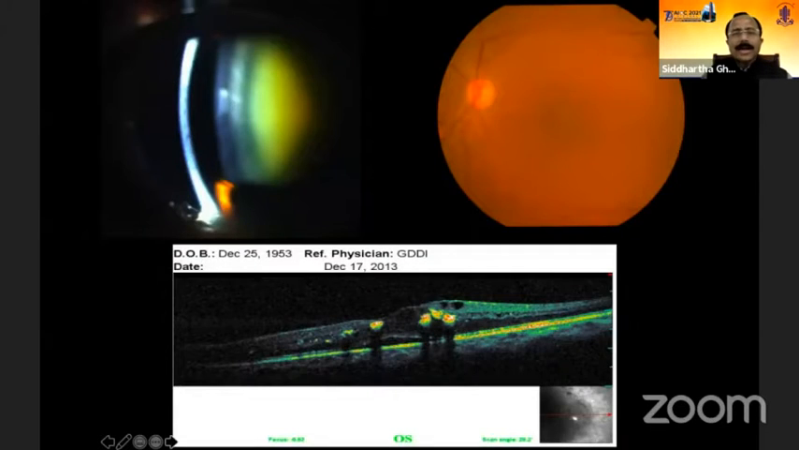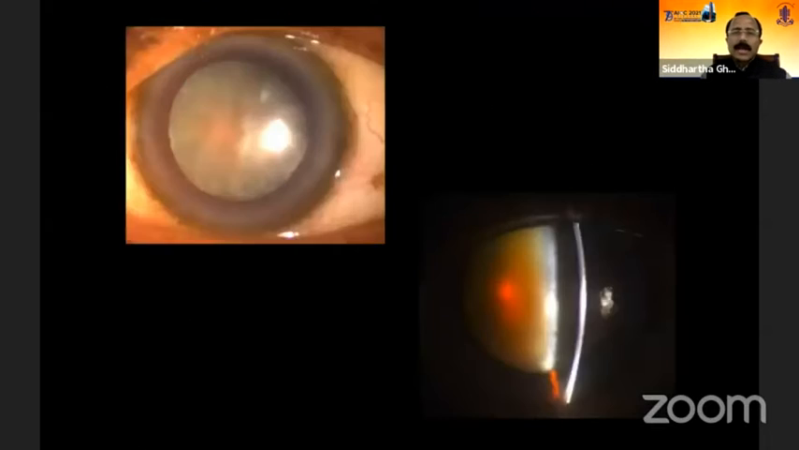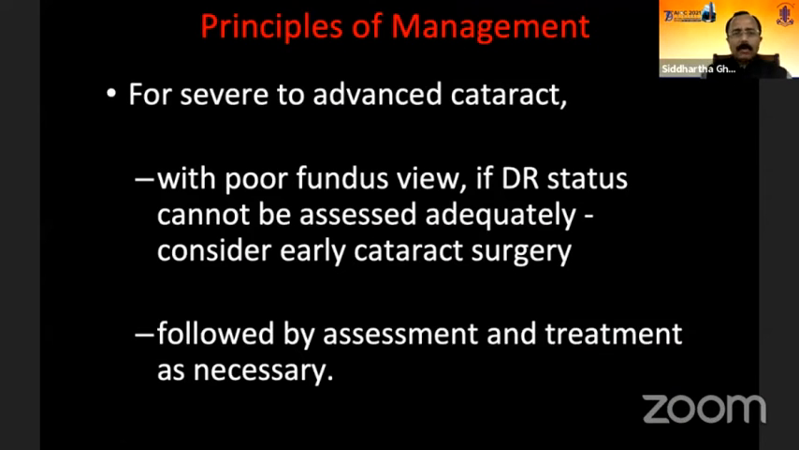So by moderate cataracts, we mean this kind of cataracts where fundus view is available, but detail is not seen, but we can obtain a fairly good view from the OCT. And these are the patients who need to be treated for the diabetic macular edema and the diabetic retinopathy prior to cataract surgery. But for very severe to advanced cataract, like this kind of cataract, with poor fundus view, if diabetic retinopathy status cannot be assessed adequately, we need to consider cataract surgery early, followed by assessment and treatment as is necessary.